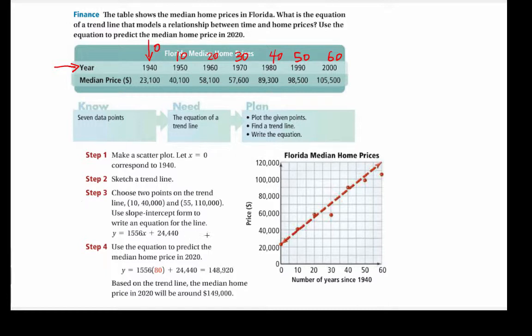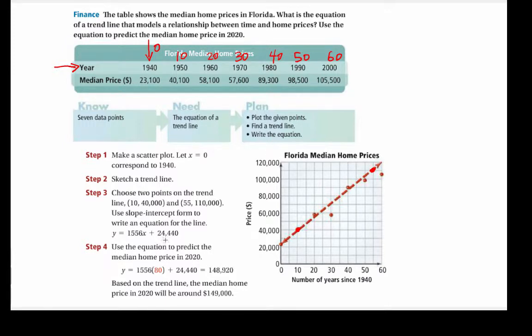So the 2 data points that this trend line goes through are (10, 40,000) and (55, 110,000). Okay, right here. So those are our 2 data points. So, using our techniques that we have, we come up with an equation of y = 1,556x + 24,440. Okay? Now let's just talk about this here real quick.